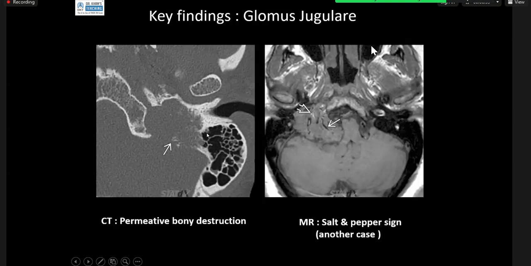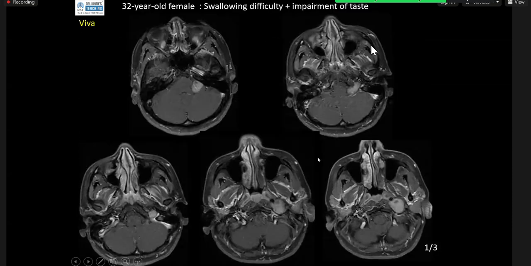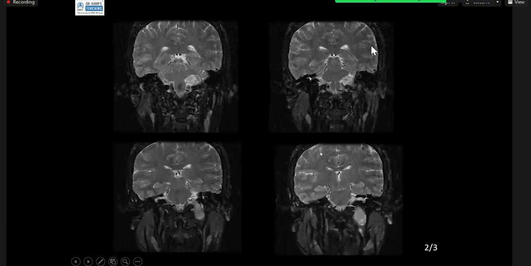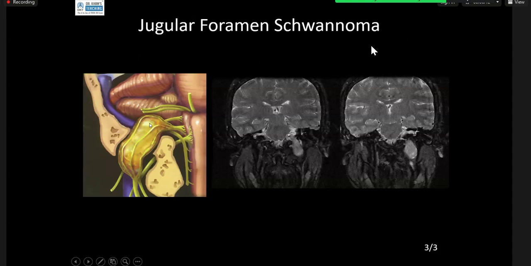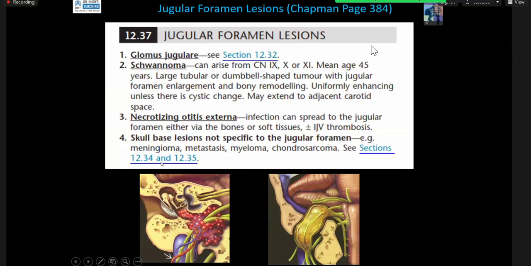Look here, look at the outline. This is permeative bony destruction. This is a schwannoma on an MR, which is enhancing, and it can be from any cranial nerve of this region. This is a schwannoma. Wherever schwannomas are, they will cause bony expansion. This picture also tells you what the radiological features of a schwannoma will be.